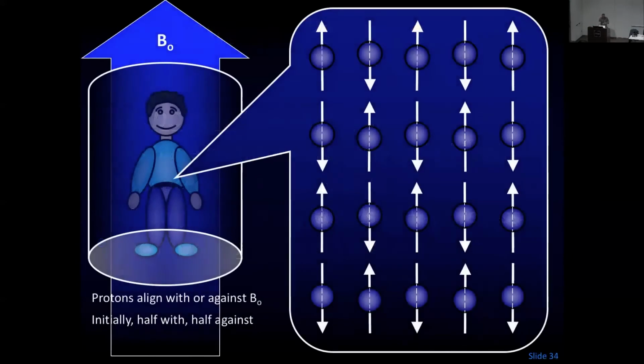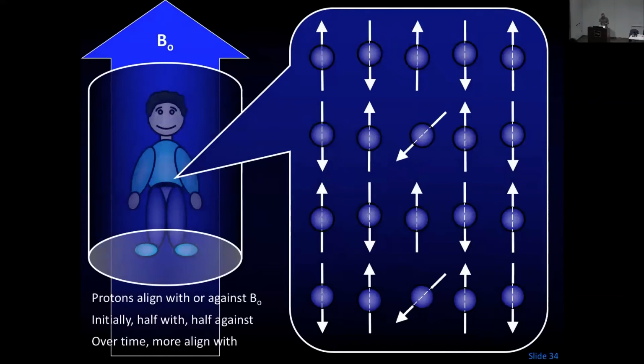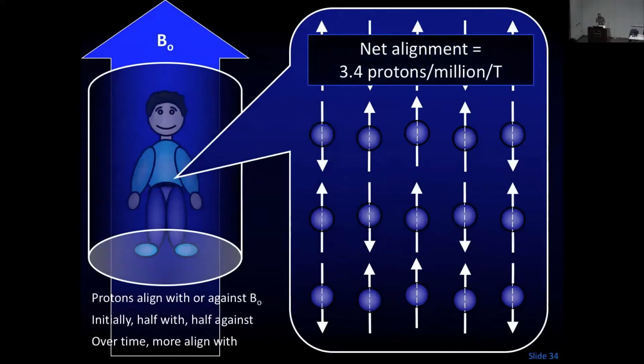Okay, so let's go back to this very happy person whose protons are lined up with or against the magnetic field. And as I mentioned initially, it's exactly half with and exactly half against. But over time, a small number of protons start to line up with the magnetic field as opposed to opposing the magnetic field, as illustrated here. And the question now becomes, why does that happen?